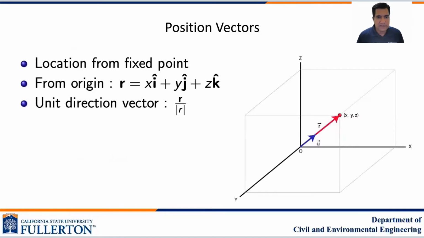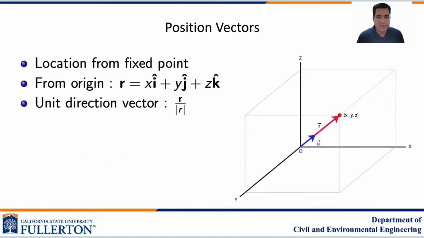Position vectors, as the name suggests, define the position of a point from any reference point, in this case the origin, right? So if you want to define a position vector from the origin to that point where the coordinates are x, y, z, the vector is going to be xi, yj, zk. So basically x, y, z coordinates.